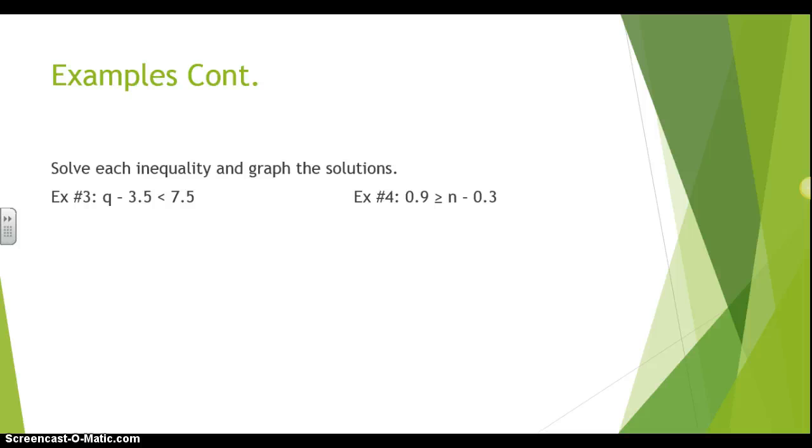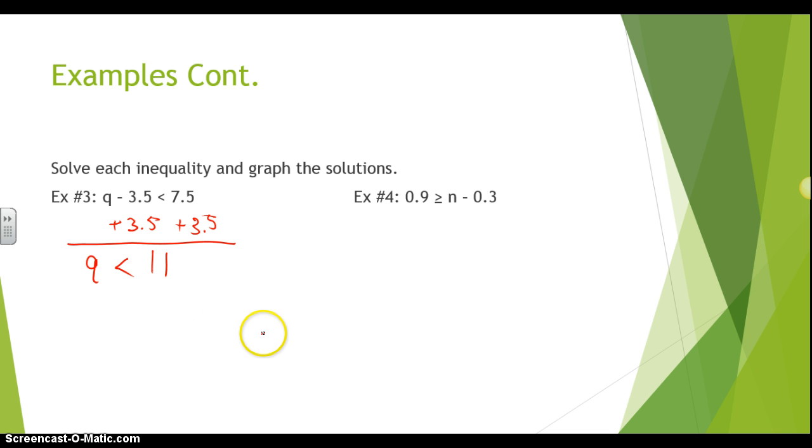Here we have example 3. Again, we're solving these inequalities and graphing the solutions. We have q minus 3.5 is less than 7.5. We need to get q by itself, so I'm going to add 3.5 to the left, adding 3.5 to the right. So what I have on the left is q, which is less than 7.5 plus 3.5 is going to give me 11. So when I solve for this, q is less than 11.